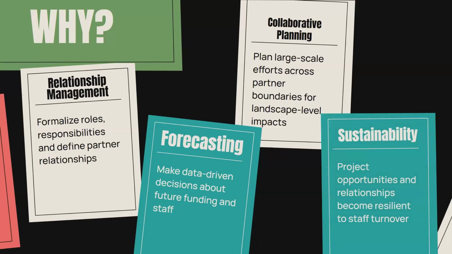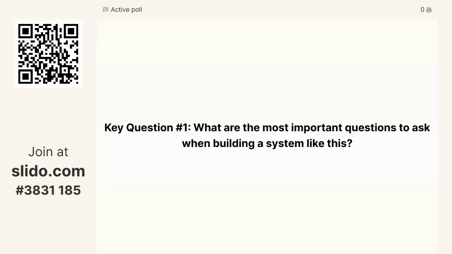And then finally, and something I'm very passionate about, is sustainability. Project opportunities and relationships become resilient when things change, when there's staff turnover, when there are funding changes. You don't lose those opportunities necessarily. So a key question when considering where to start when you jump into planning systems like this is, well, maybe you should tell us. What do you think are the most important questions to ask when building a system like this?